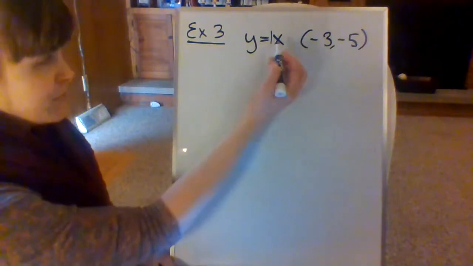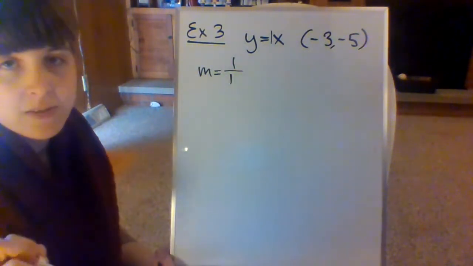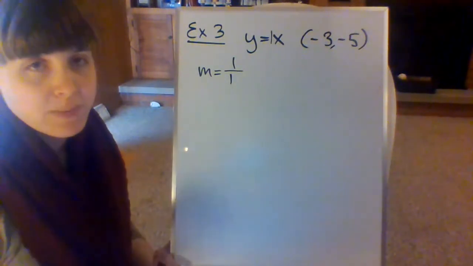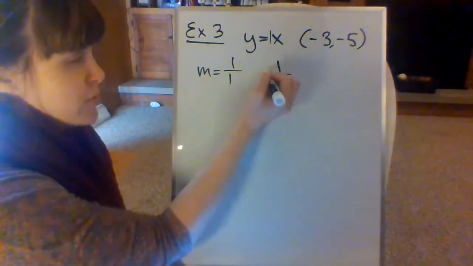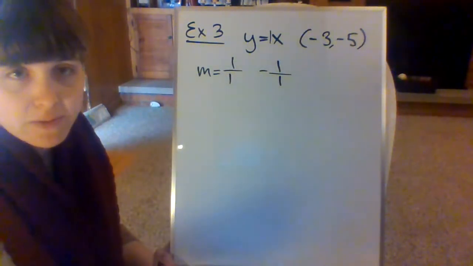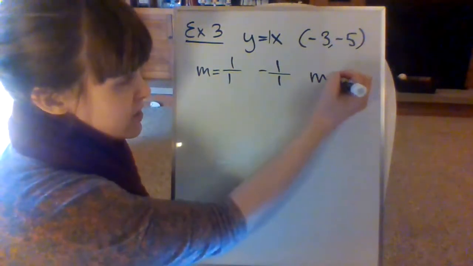Okay, so if the slope right now is 1, or 1 over 1, we're going to flip that and change the sign. So if you flip it, it's still 1 over 1, but now it's going to be negative because we also had to change the sign. So our new slope is -1.